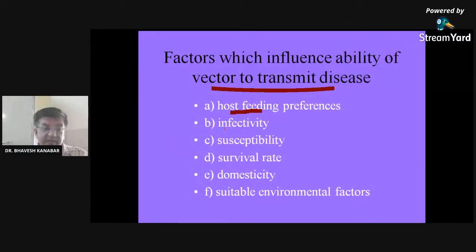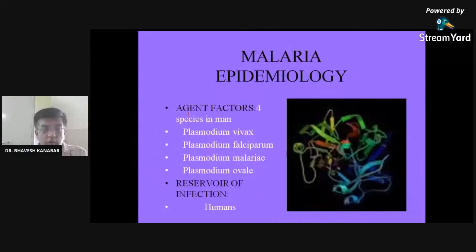Infectivity, susceptibility, survival rate. If the survival rate of any organism or vector is higher, it can transmit infection for a longer duration of time. Right? Domesticity, like if mosquitoes are prevalent in a particular area, like in Gujarat, where mosquitoes are more common, it is considered a domestic vector. So malaria and dengue are more common in Gujarat. Suitable environmental factors: if the environmental factors are suitable for any vector, it can transmit infection at a higher rate.